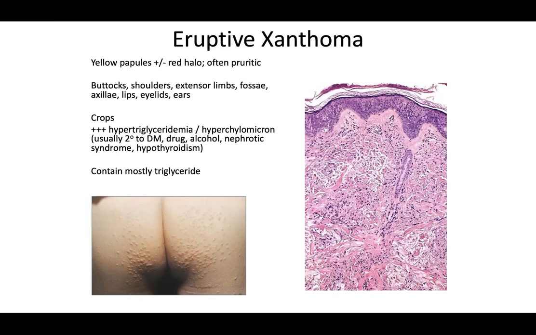To biopsy these, they mostly contain triglyceride. And it's important that a lot of the lipid content will even be outside of the cell. And so that can help give you a hint, if you just had the histopathology, on eruptive xanthoma versus the general xanthoma that I showed you in the previous example.